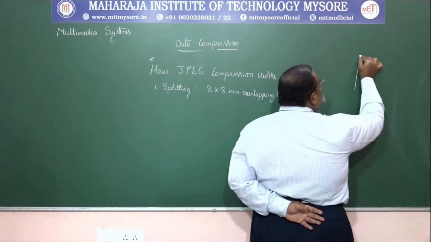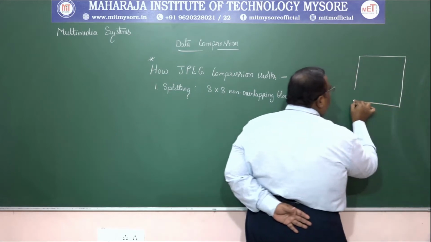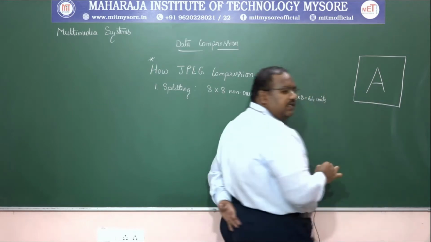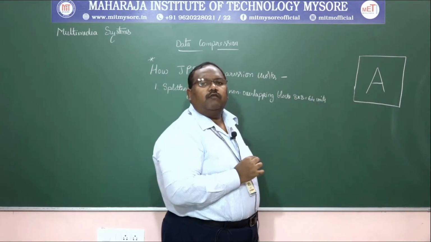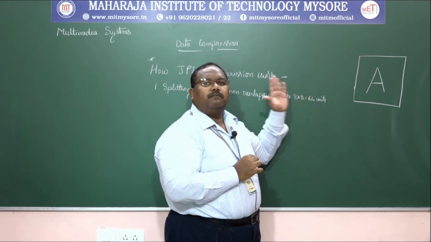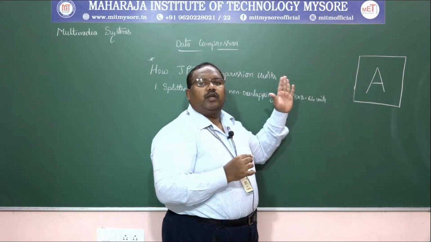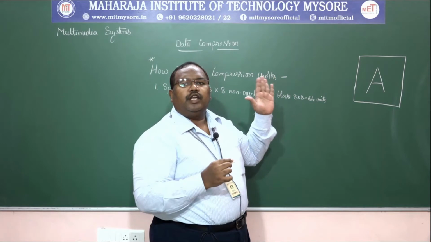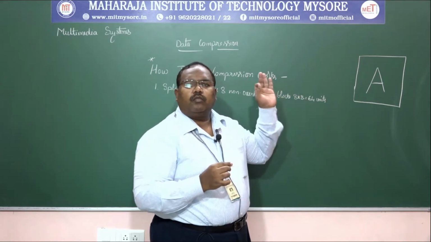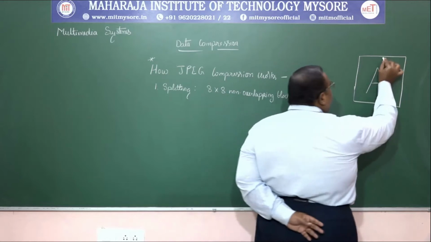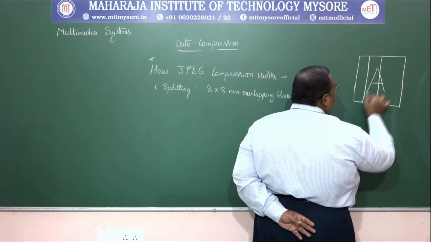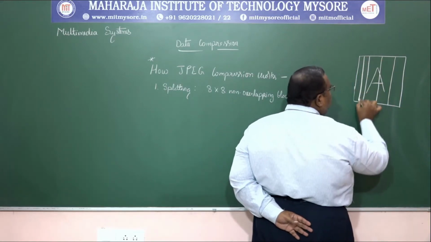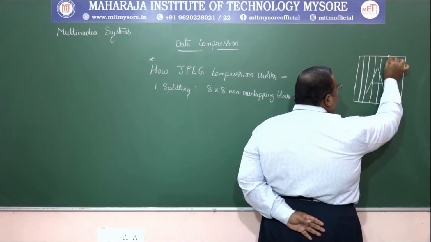Now consider this as an image. This image consists of a letter A. If you want to use JPEG compression on this image, we need to digitize and split this image into 8 cross 8, which means we need a total of 64 units. So I will be splitting it. Now this has become 4. Now I will be splitting it again.